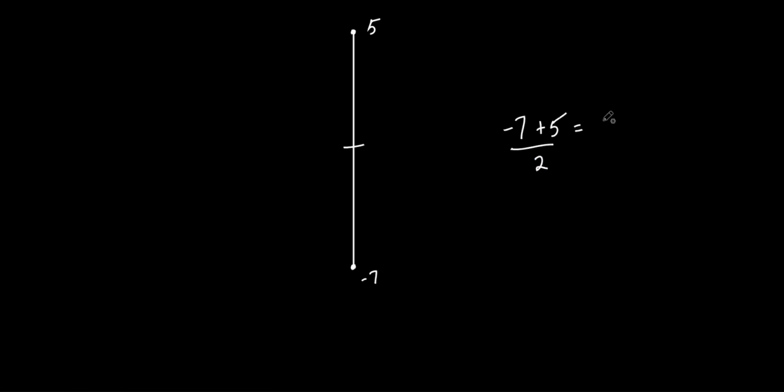So what's -7 plus 5? -2. But then what are we doing to find the middle? We divide it by 2 to find the middle. And what is -2 divided by 2? It's -1. So what's in the middle? -1.